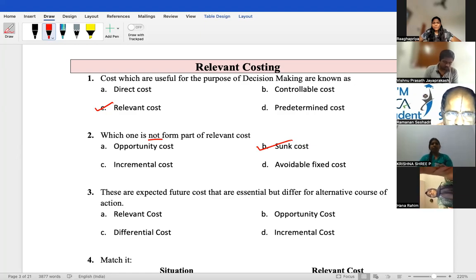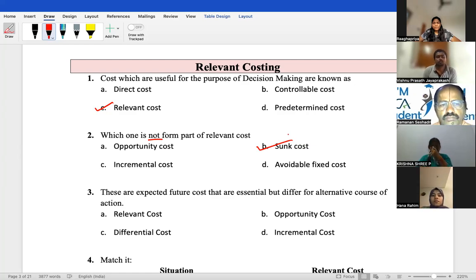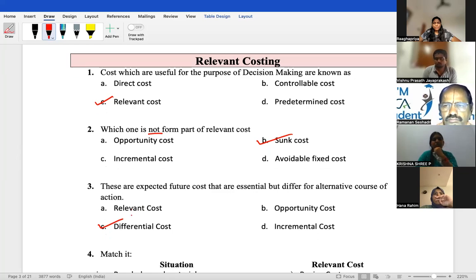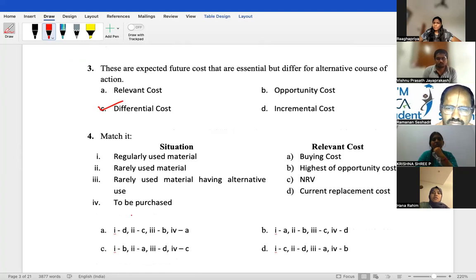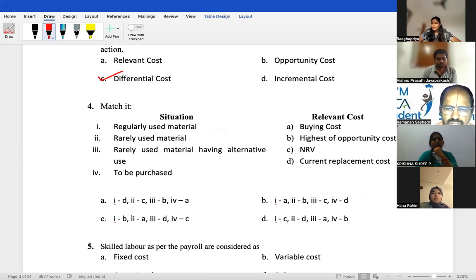Next. These are expected future costs that are essential but differ for alternative course of action. A, relevant cost. B, opportunity cost. C, differential cost. D, incremental cost. Differential cost. Change in cost due to change in level of activity. The differential cost is only classified into two types. One is incremental and one is decremental cost. Okay? Yes. Good point.